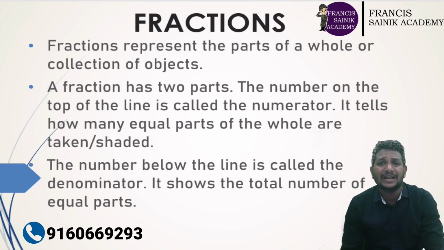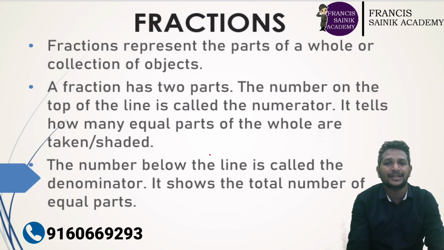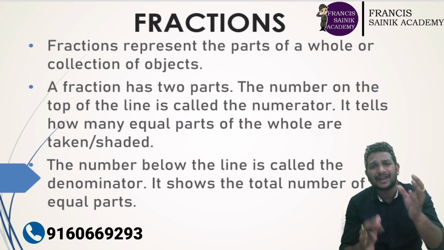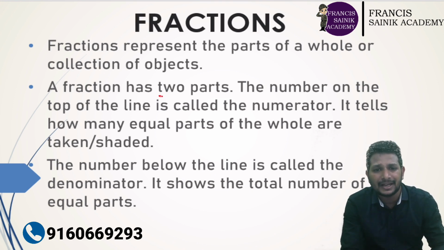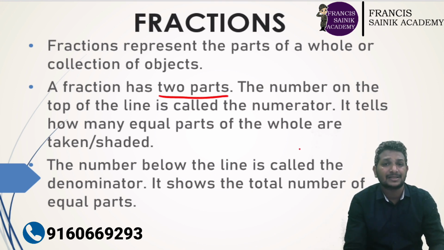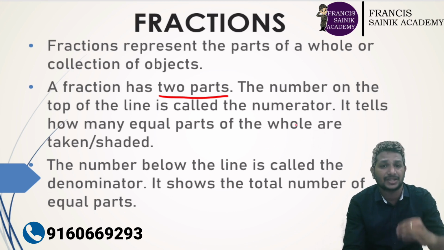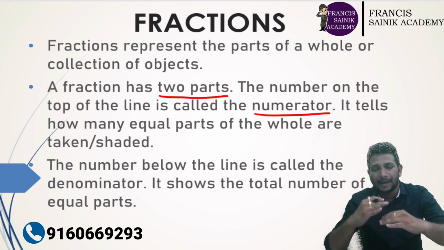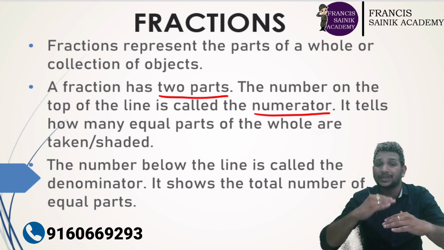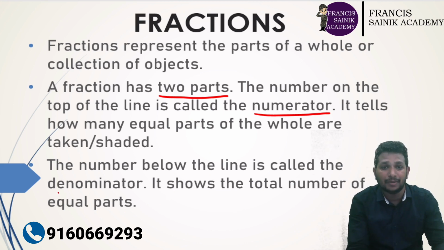A fraction will have 2 parts. One is the numerator and the other is the denominator. So what exactly does this mean? It contains 2 parts, as we have seen. The part at the top of the line in a fraction, we call the numerator, and the number below the line, we call the denominator.